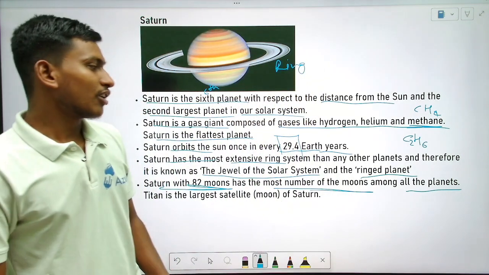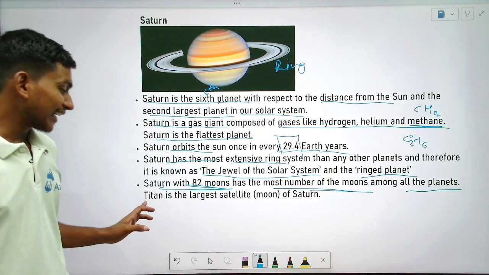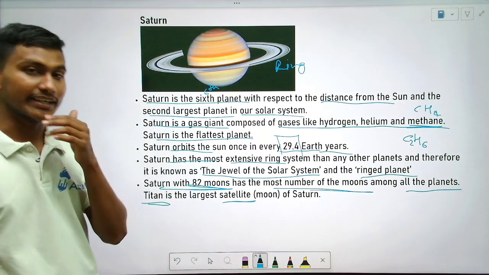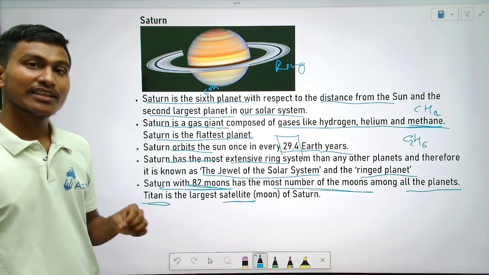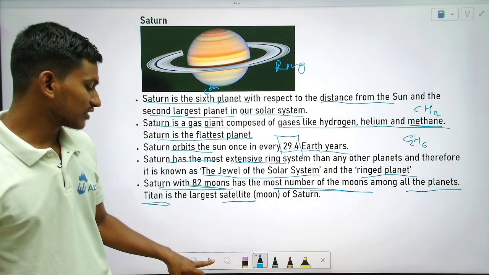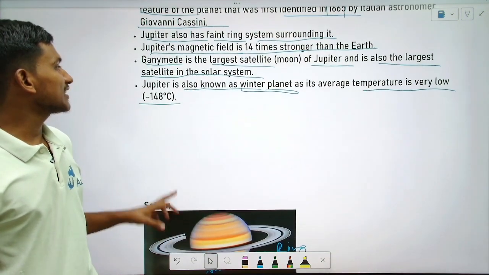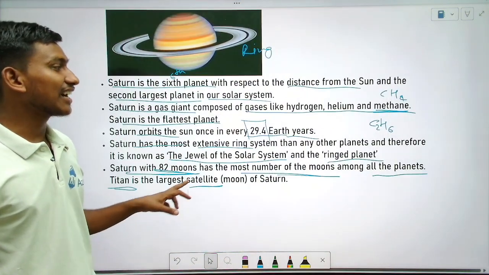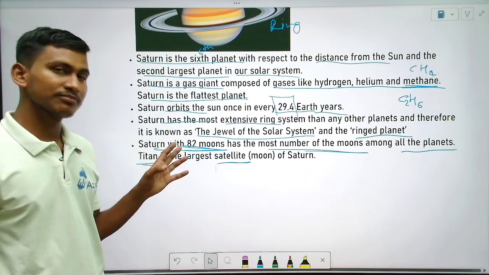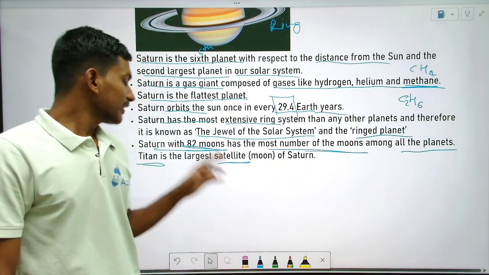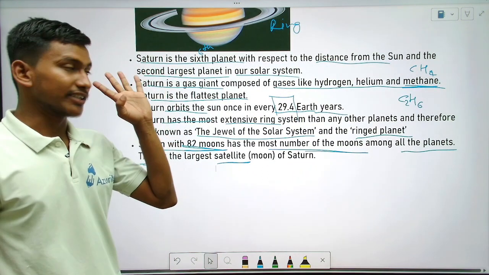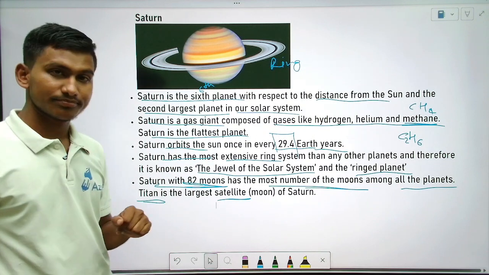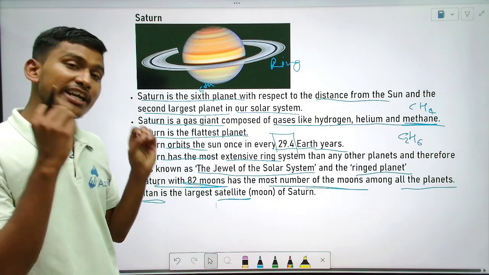Yes, very good. So among all the planets, Titan is what? The largest satellite of Saturn. Okay. So Ganymede, if you see for Jupiter, Ganymede is the largest moon in the whole solar system. But Saturn's biggest moon is what? Titan. Okay, it has 82 moons.